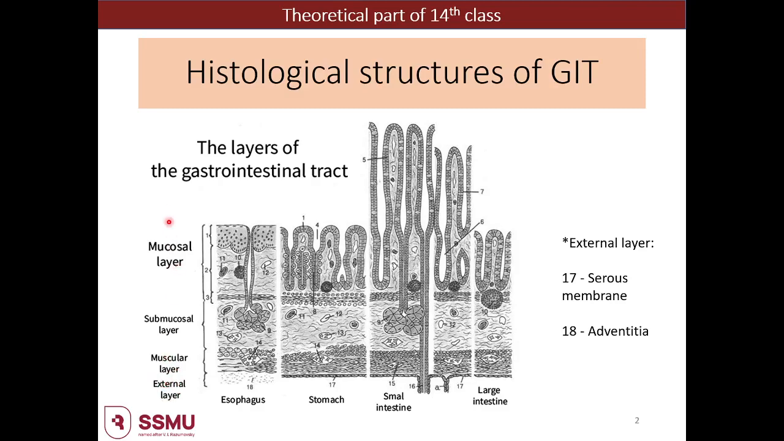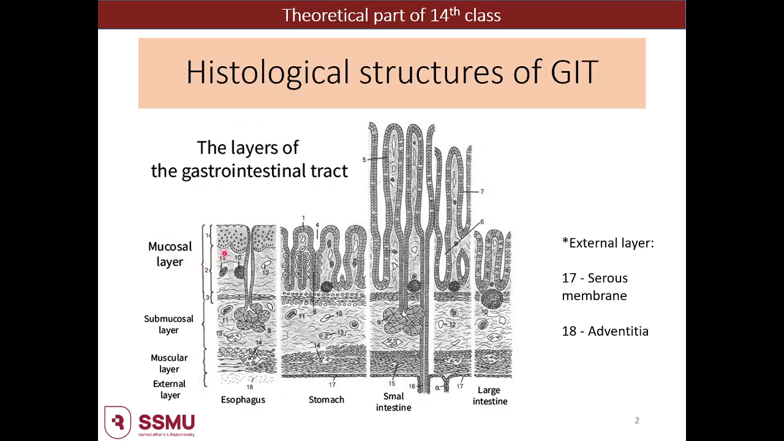The mucosal layer in different parts of the GIT system has different structures, and the external layer also has different structures. For example, in the esophagus we may see only adventitia and there is no serous membrane here. In the stomach, small intestine and large intestine we may see adventitia and also serous membrane, but the serous membrane is the most important part for these anatomical formations.